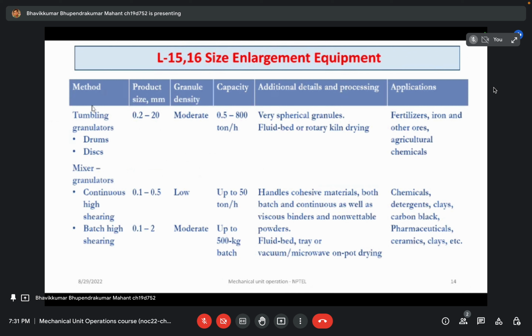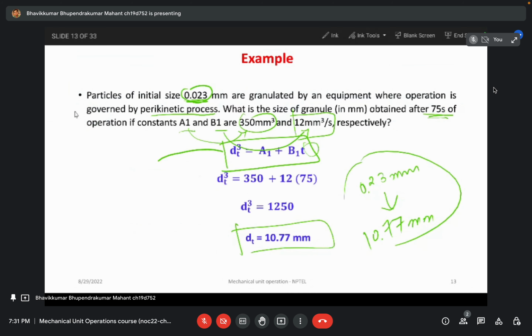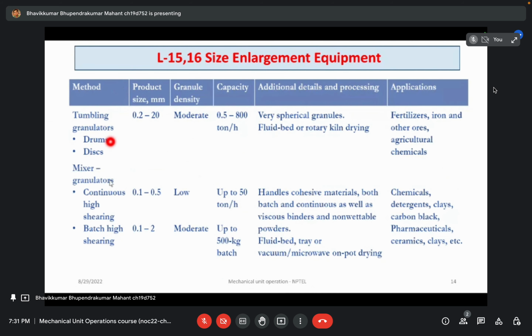If we talk about the different methods for size enlargement, or you can say different size enlargement equipment on the basis of different applications, some of the methods and equipment I took from the professor's slide because they are important in order to solve your examples, your assignment examples.